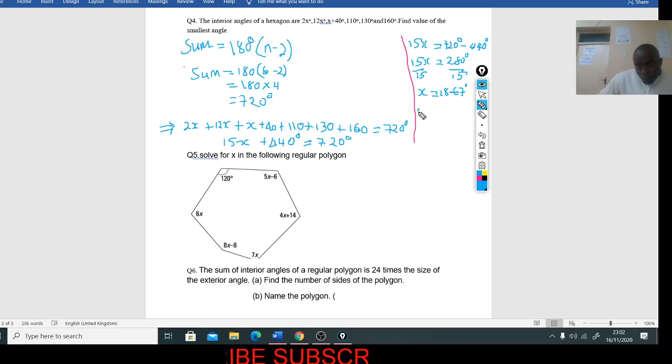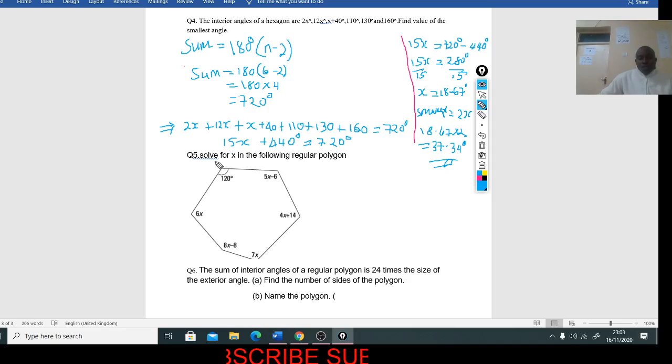The smallest will be 2x. That is equal to 18.67 times 2, and that smallest angle will be 37.34 degrees. This is our smallest angle.